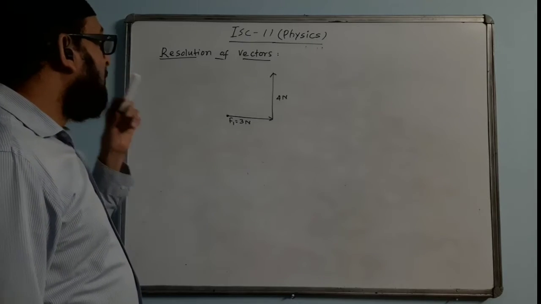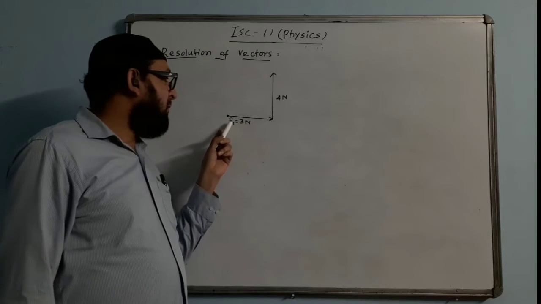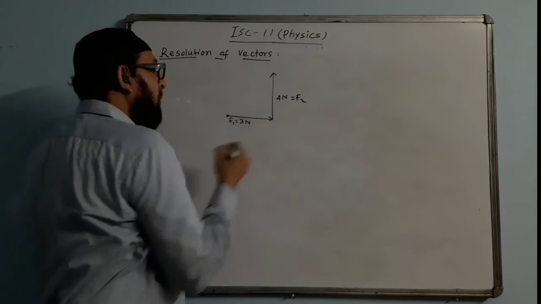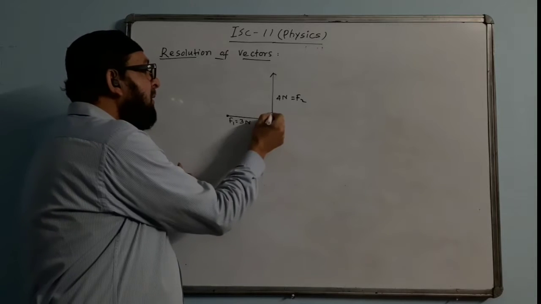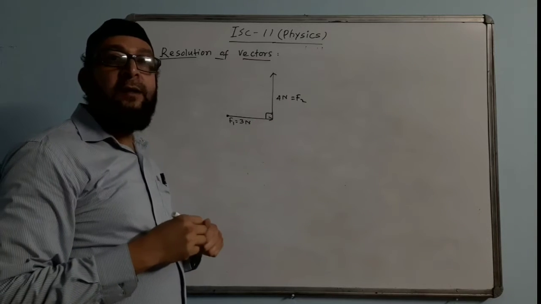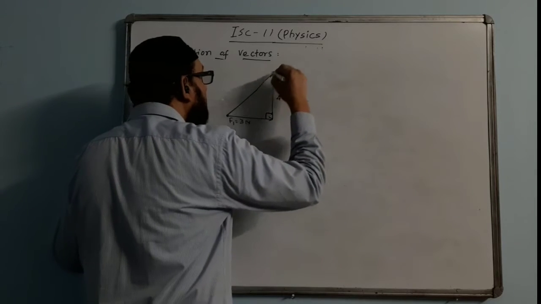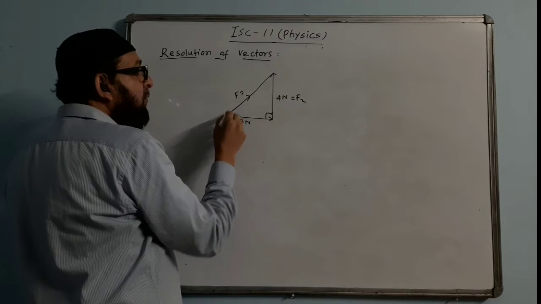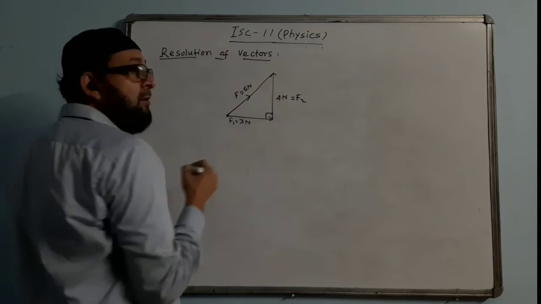Okay, now let us take this case. There are two forces, F1 and F2. This is F2. F1 is 3 Newton and F2 is 4 Newton and the angle between them is 90 degrees. How to find the resultant force? I am sure you will join them like this, F, and find the value of force by Pythagoras theorem. 3 square plus 4 square, the answer will come 5 Newton.